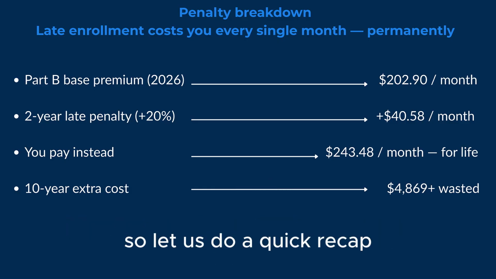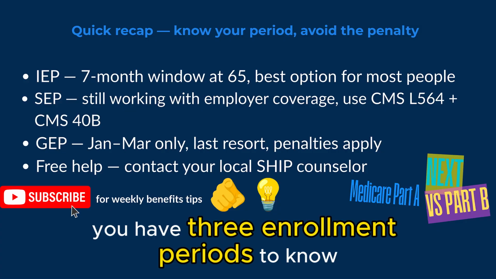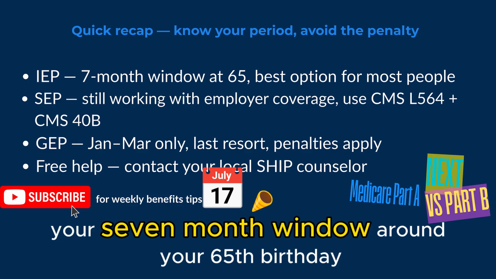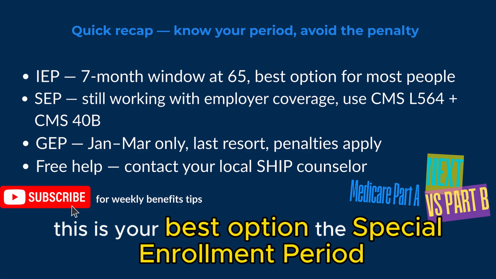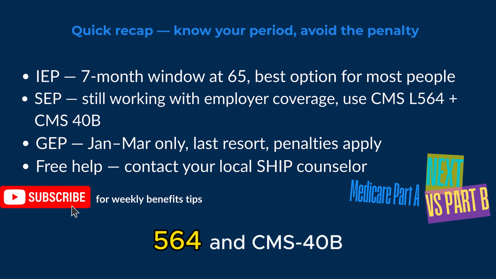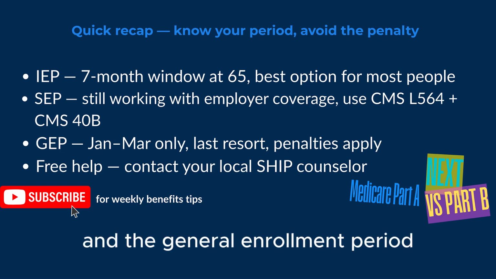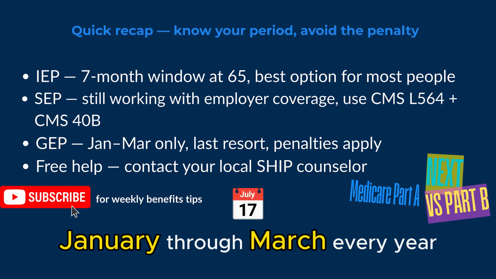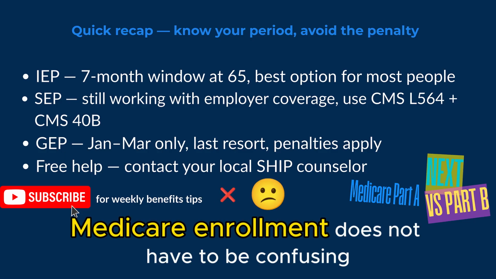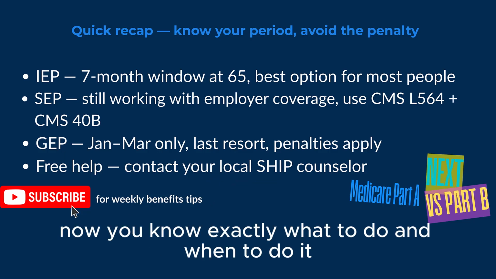So let us do a quick recap. You have 3 enrollment periods to know. The Initial Enrollment Period, your 7-month window around your 65th birthday. This is your best option. The Special Enrollment Period. If you have employer coverage past 65, use Form CMS L564 and CMS 40B. And the General Enrollment Period, January through March every year. Use this only as a last resort because penalties apply. Medicare enrollment does not have to be confusing. Now you know exactly what to do and when to do it.